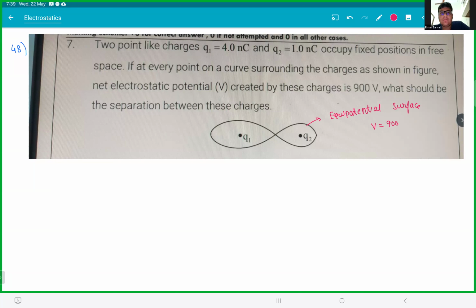Those are all nanocoulomb, the charges, right? N is nanocoulomb. If someone gives you 1 μC, it's a microcoulomb, 10 power minus 6. 1 mC is 10 power minus 3. 1 nC is 10 power minus 9. Let's get this question. It's a good one.